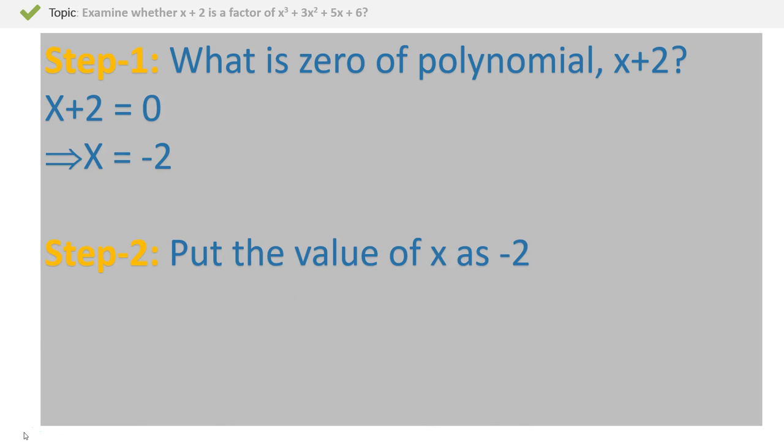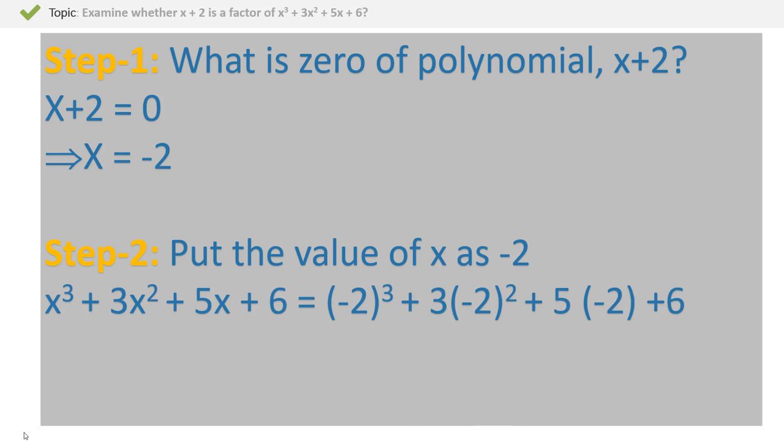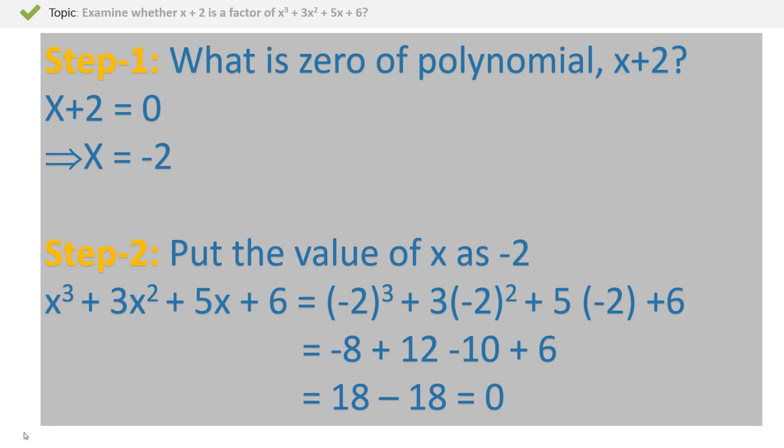Next, we'll move to step 2 where we will put x equal to minus 2 in the polynomial x cubed plus 3x squared plus 5x plus 6, which gives you minus 2 to the power 3 plus 3 times minus 2 to the power 2 plus 5 multiplied by minus 2 plus 6, which further gives you minus 8 plus 12 minus 10 plus 6, and then you get 18 minus 18, and that gives you 0.